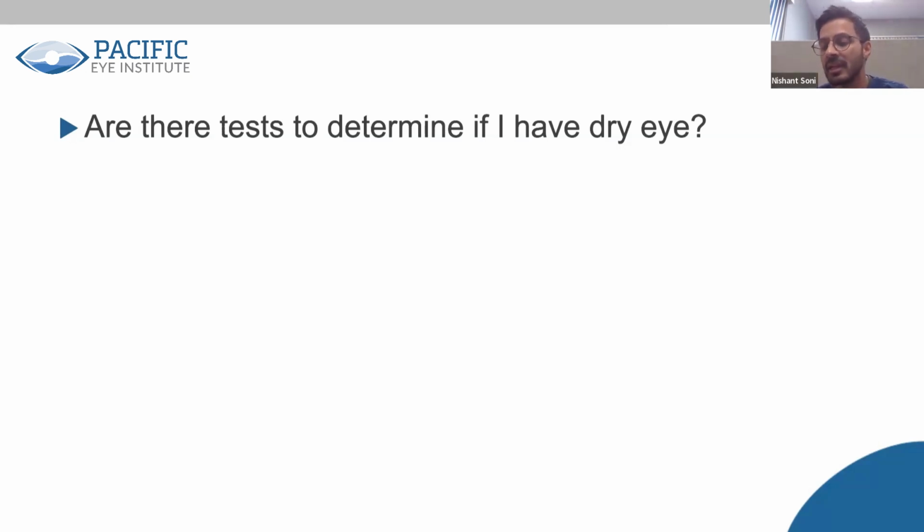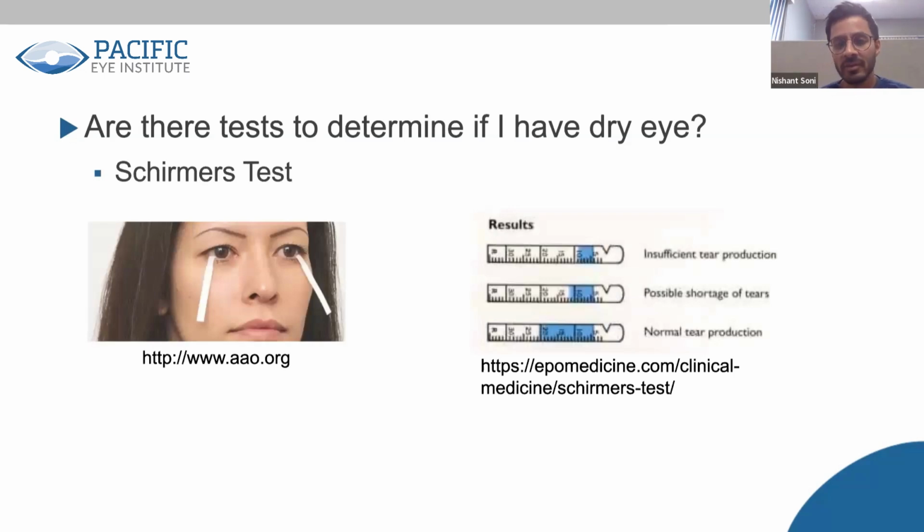But there is one test that I do use that does help, and that's called the Schirmer's test. This is a very old test, actually. What we do is we take these little strips and we numb the eye first, so you don't feel anything with this in the eye. We take these paper strips and we put them in the lower eyelids, just right behind the lower eyelids in both eyes. And we wait 5 minutes.